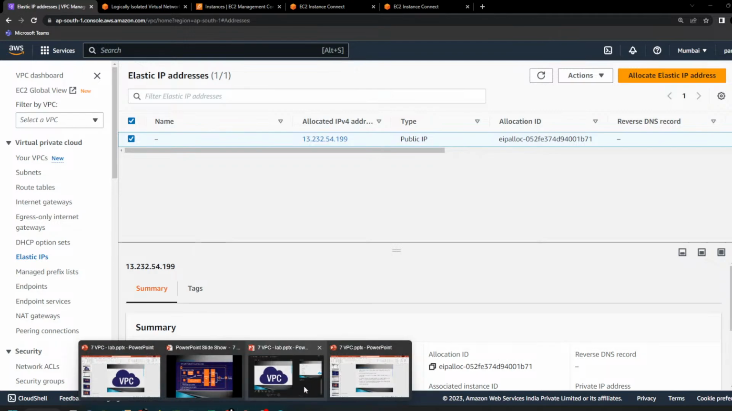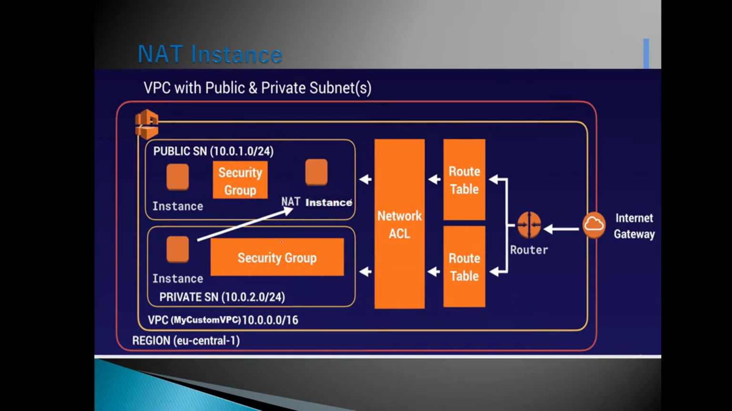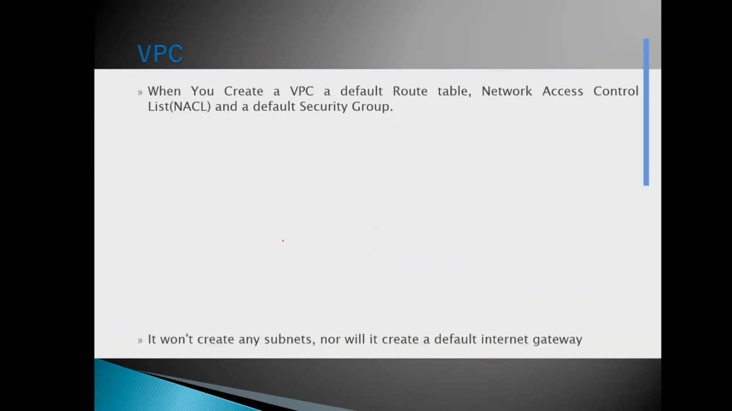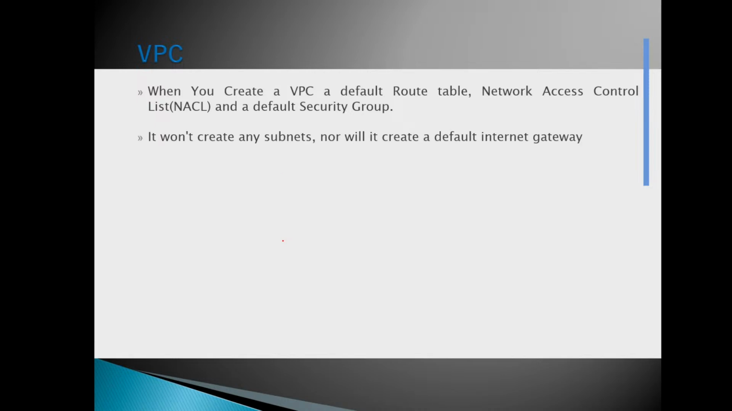Okay, so let's go and check the theory part. So till now what we have learned: when you create a VPC, a default route table, NACL (network access control list), and default security group are created. It won't create any subnet, nor will it create a default internet gateway.